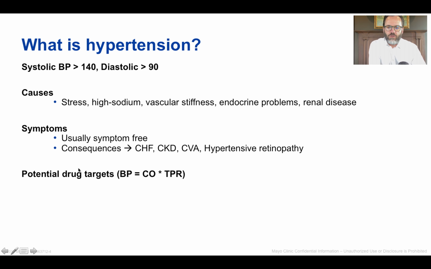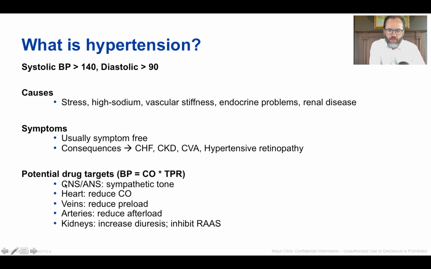So the potential drug targets are those that would make sense physiologically. So if blood pressure equals cardiac output times total peripheral resistance, we would say that we've got things that can modulate the central nervous system or autonomic nervous system, that would subsequently influence sympathetic tone, and certainly influence the heart directly through reducing cardiac output or attenuating contractility.